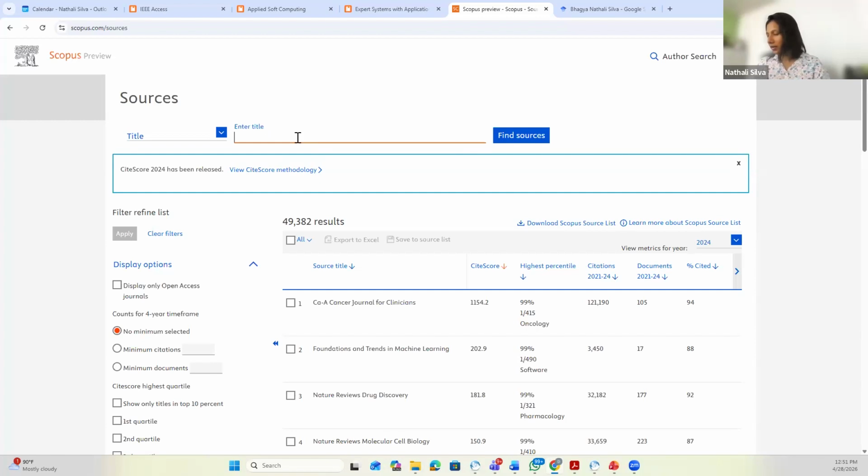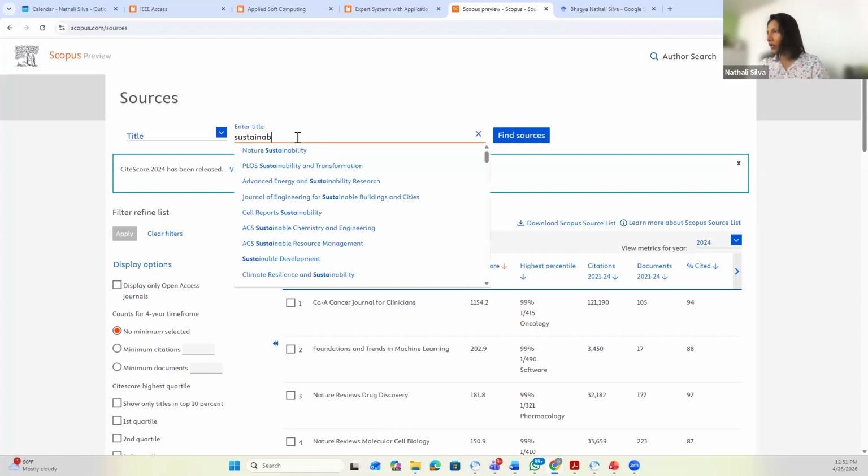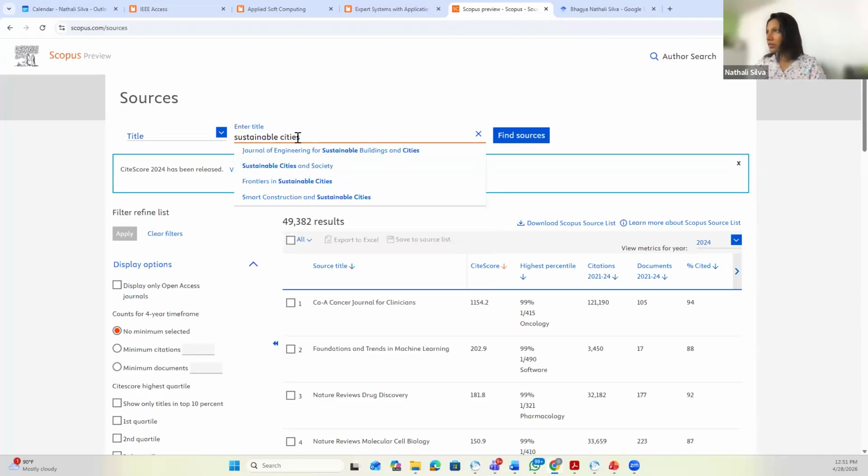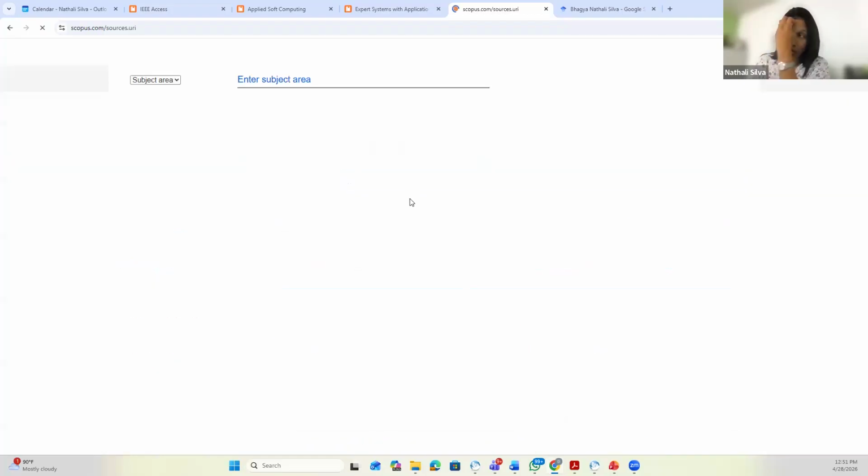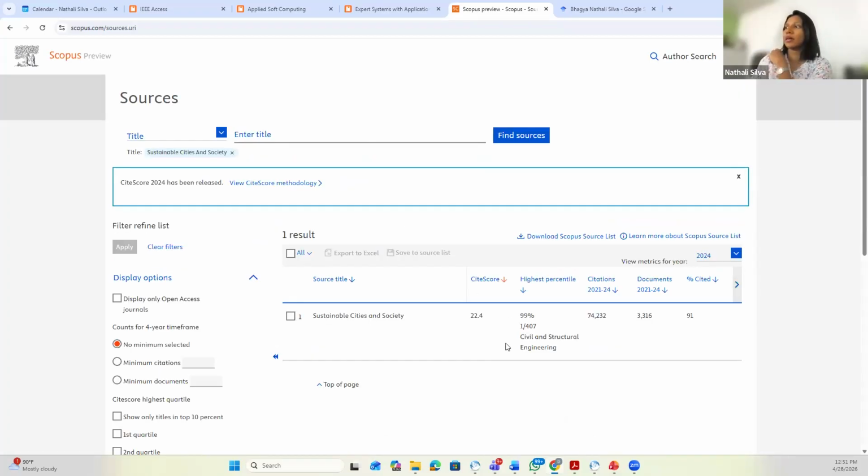So imagine you want to find out about a particular journal. Let's say I'm looking for Sustainable Cities and Society. So here it comes, and then you can see it indicates a CiteScore, a percentile, and the number of citations and documents.